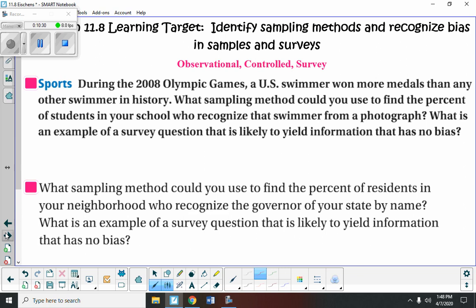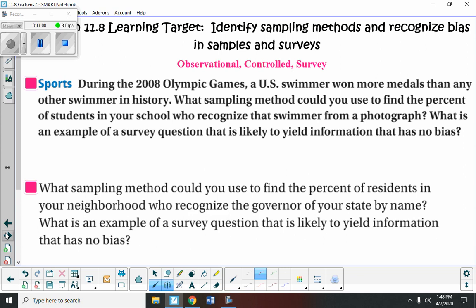So like if you said, who is the person that won the most games? If you said it like that, the 2008 Olympic Games, a U.S. swimmer, who is the person in this picture? Or do you recognize a person in this picture from the 2008 Olympic Games? People would have a better chance of remembering. But if you want to really see if they can just look at a picture of a person and know who it is, you would just hold up the picture and say, who is this person? There would be no biases there, no hints there. That's what would actually give you the information of who recognized the person.